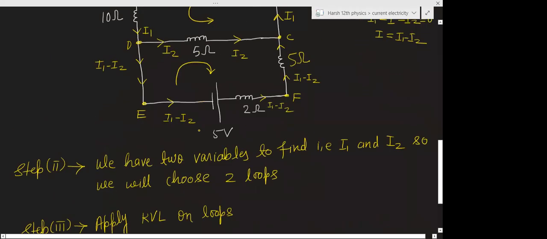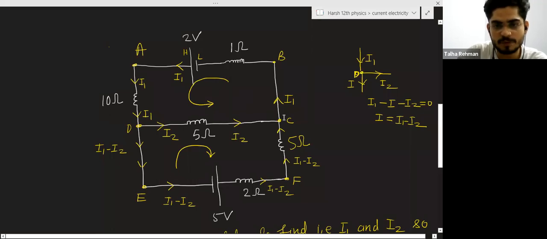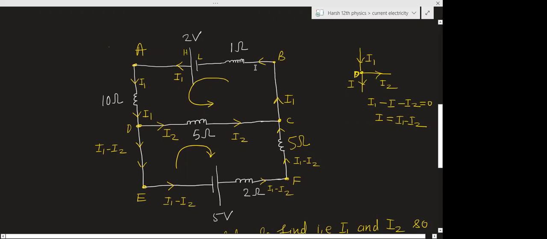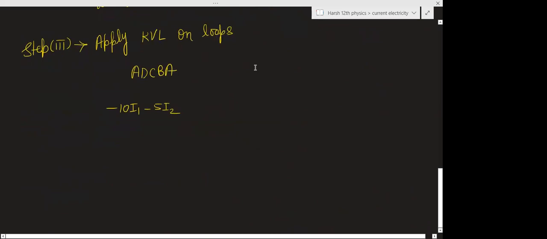Minus 5 I2. Now you are moving from here to here. There is no resistance. But now you are moving from here to here. So what will you write? Minus I1.